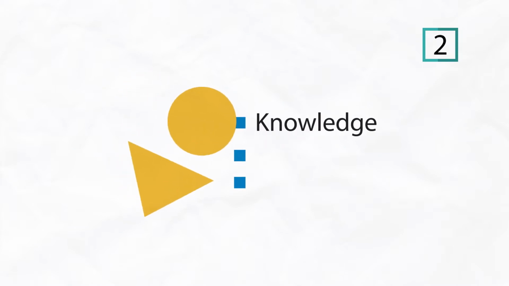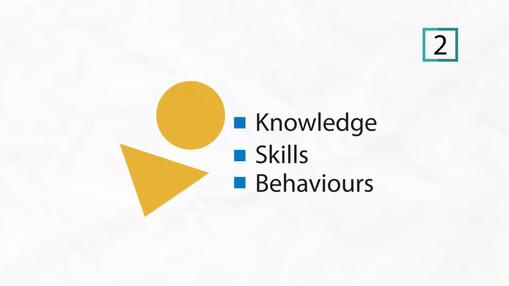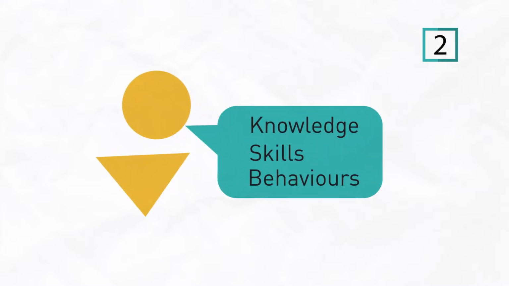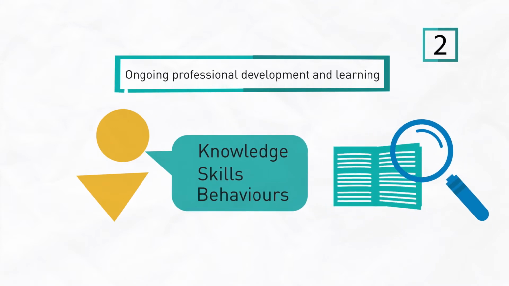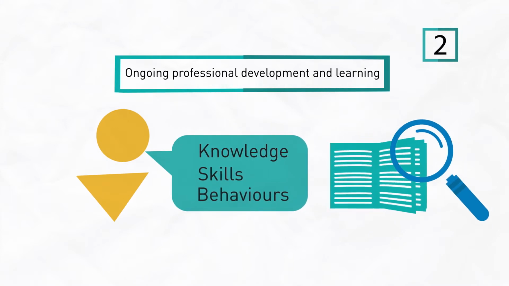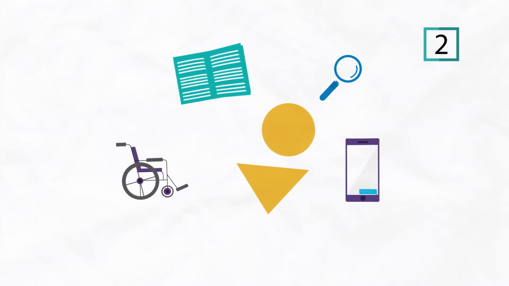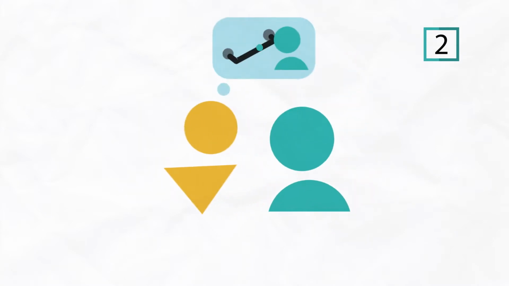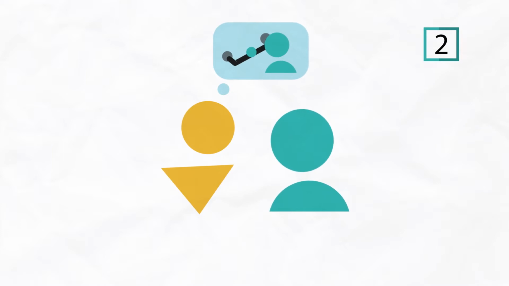Standard 2. Knowledge and Learning. An occupational therapist's knowledge, skills and behaviours in practice are informed by relevant and contemporary theory, practice knowledge and evidence, and are maintained and developed by ongoing professional development and learning. Key to Standard 2 is the need to keep up to date with new evidence as it's relevant to your practice and to reflect, modify and use appropriate assistive technology.